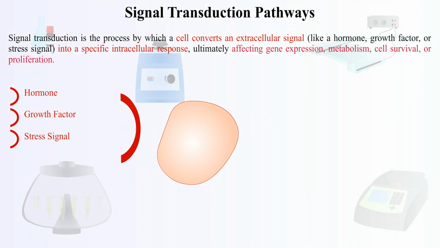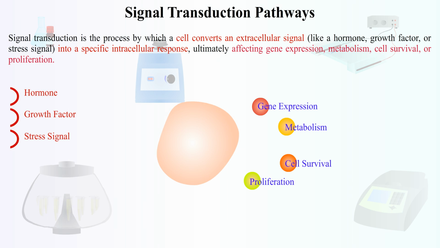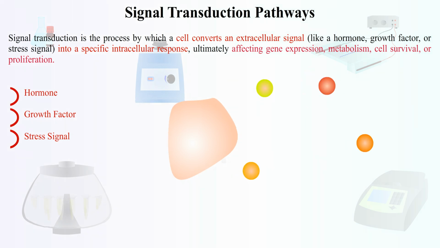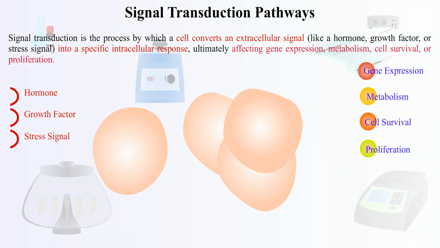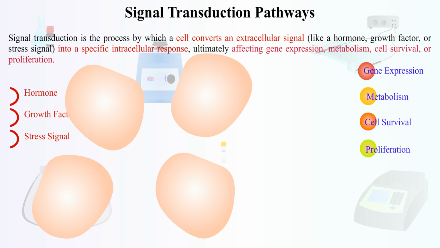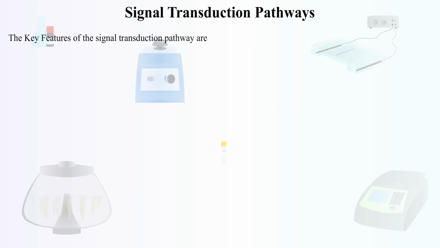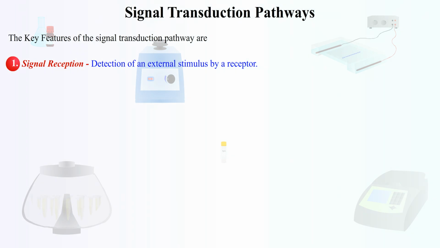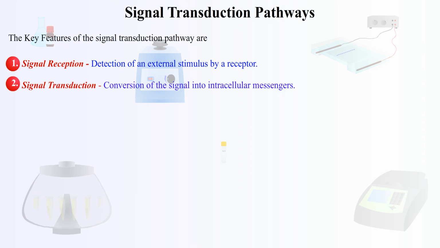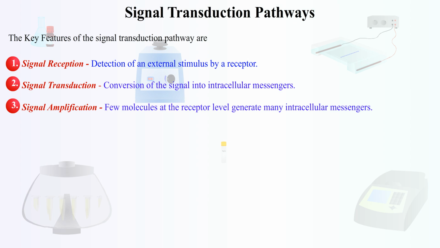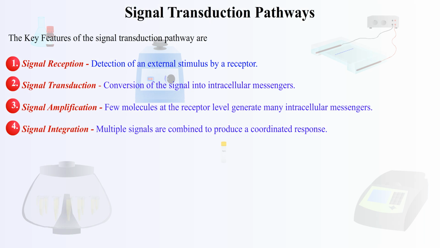Signal transduction is the process by which a cell converts an extracellular signal, like a hormone, growth factor, or stress signal, into a specific intracellular response, ultimately affecting gene expression, metabolism, cell survival, or proliferation. The key features of the signal transduction pathway are: 1. Signal reception. 2. Signal transduction. 3. Signal amplification. 4. Signal integration.